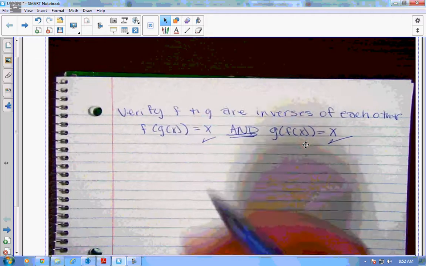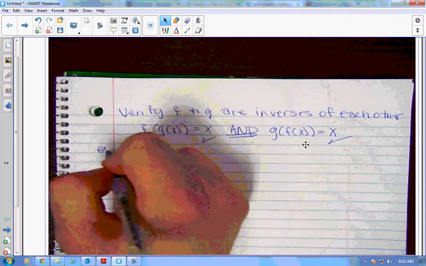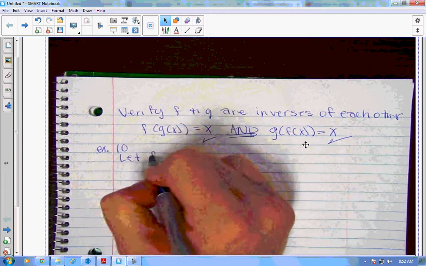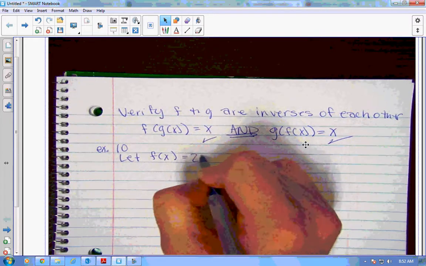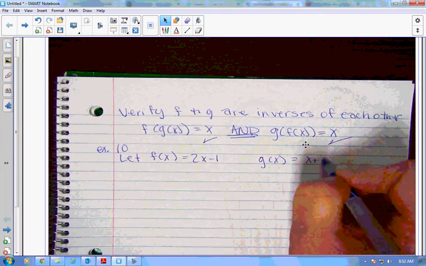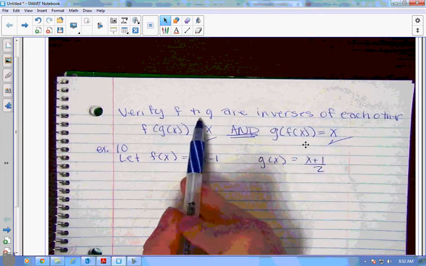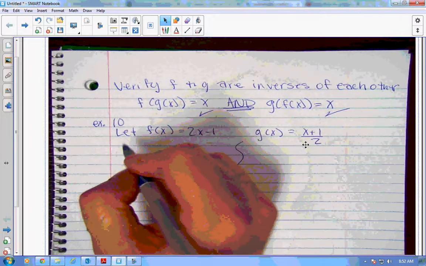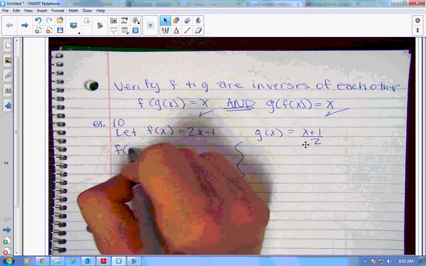I think I'm on example 10. I've forgotten. We'll just go with example 10. Let f of x equal 2x minus 1 and g of x equal x plus 1 over 2. We're going to verify that f and g are inverses of each other. So we need to do some composition of functions. First, we're going to do f of g.